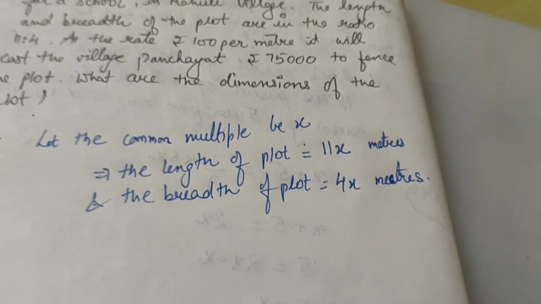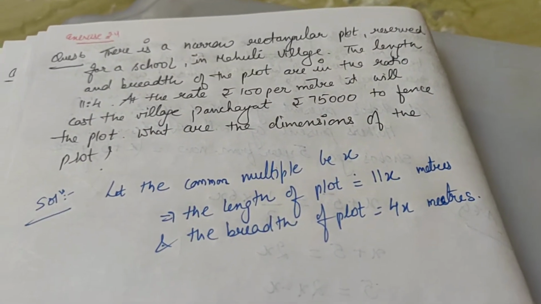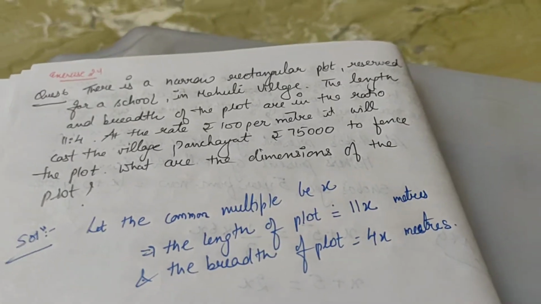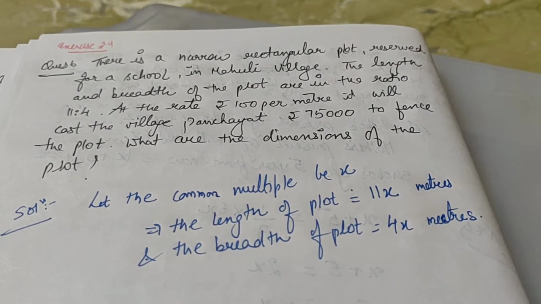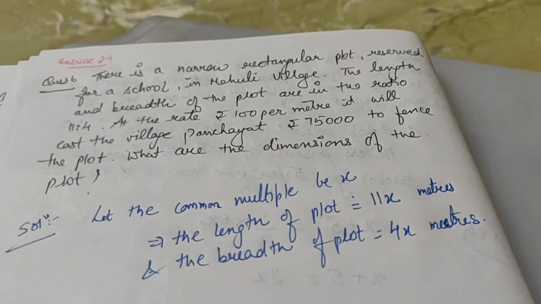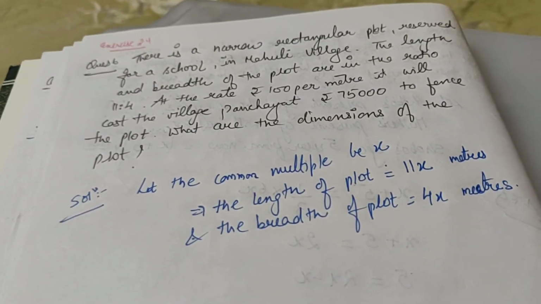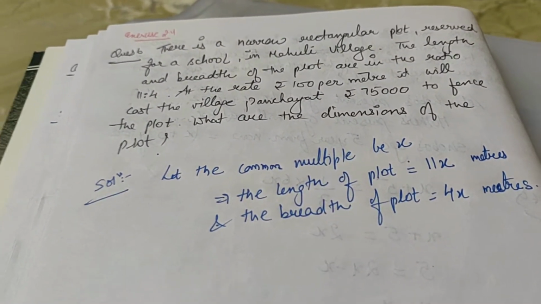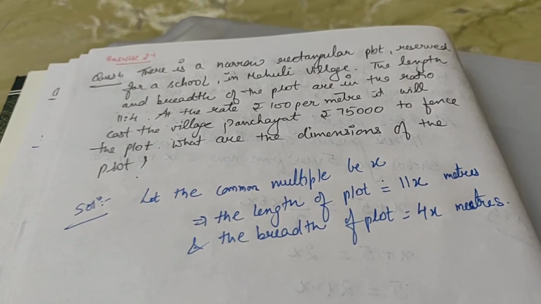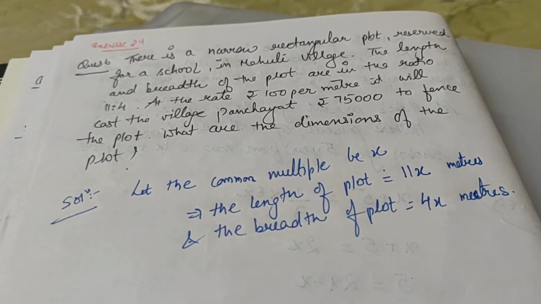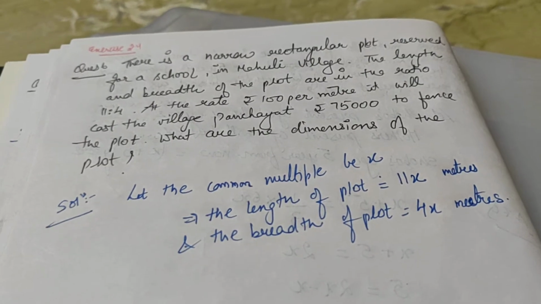Now, how to form the equation? That is very important, because we have just this much. To form the equation, you have to read the second part of the question, which says, at the rate of rupees 100 per meter, it will cost the village panchayat rupees 75,000 to fence the plot. Now, I hope you know where fencing takes place. The fencing takes place on the boundary. So, using this rate of fencing and the cost of fencing, we can find out the perimeter of the plot.